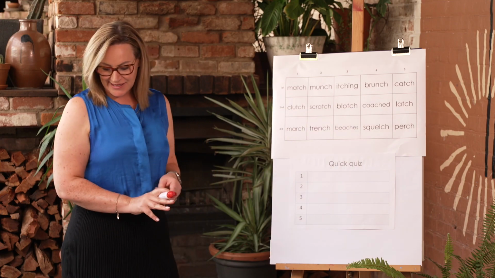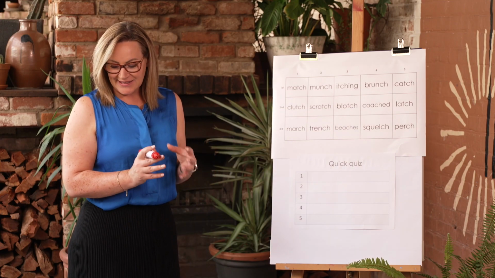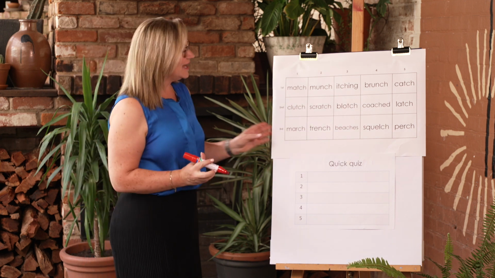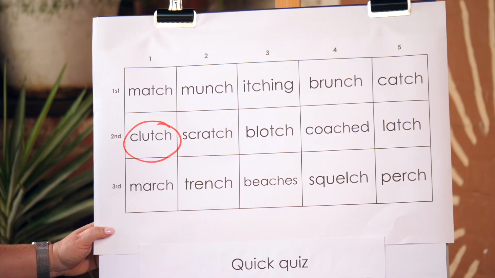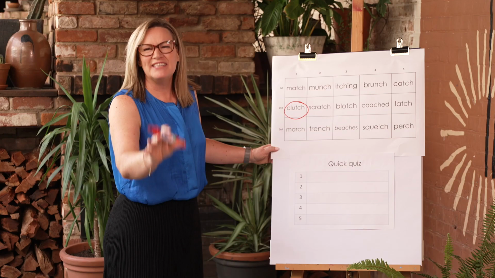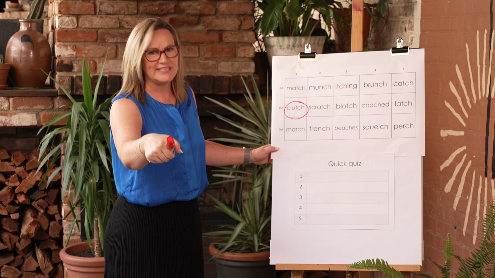Let's check our answers. What was that one in the second row to hold on to something tightly? Clutch. Check your work, give it a tick. You can make the tick as big as you want to because you're in charge of your ticks today.